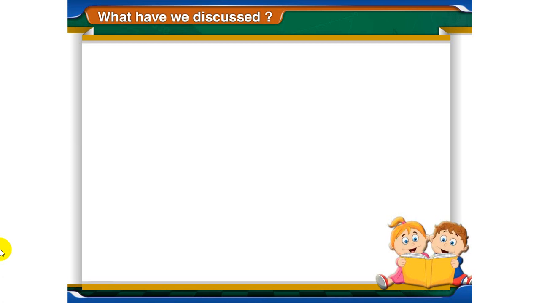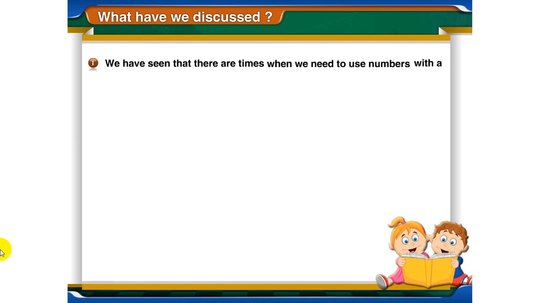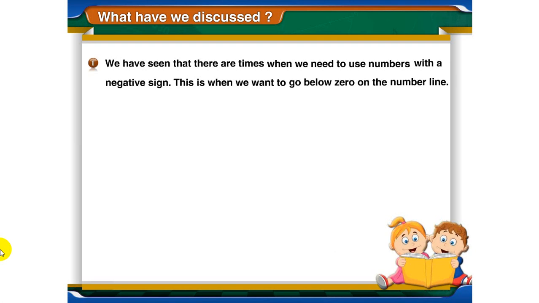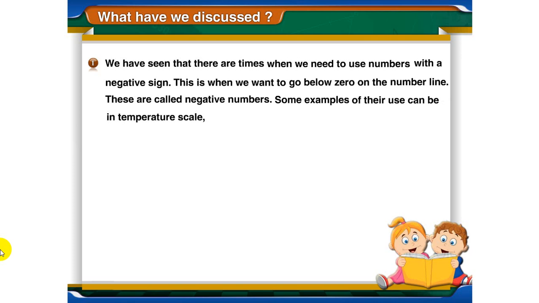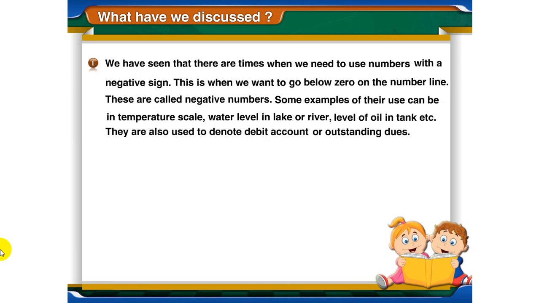What have we discussed? 1. We have seen that there are times when we need to use numbers with a negative sign. This is when we want to go below 0 on the number line. These are called negative numbers. Some examples of their use can be in temperature scale, water level in the lake or river, level of oil in tank, etc. They are also used to denote debit account or outstanding dues.